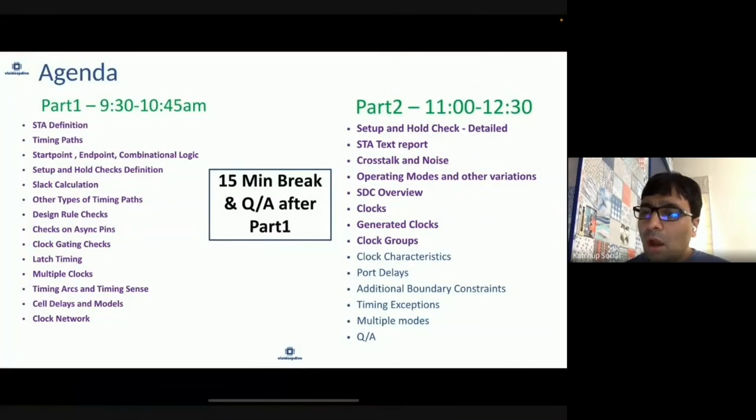The clock groups command is used to tell the STA tool between which clocks you have to meet timing and between which clocks you don't have to meet timing. Sometimes it may not be relevant to meet timing between all clocks.